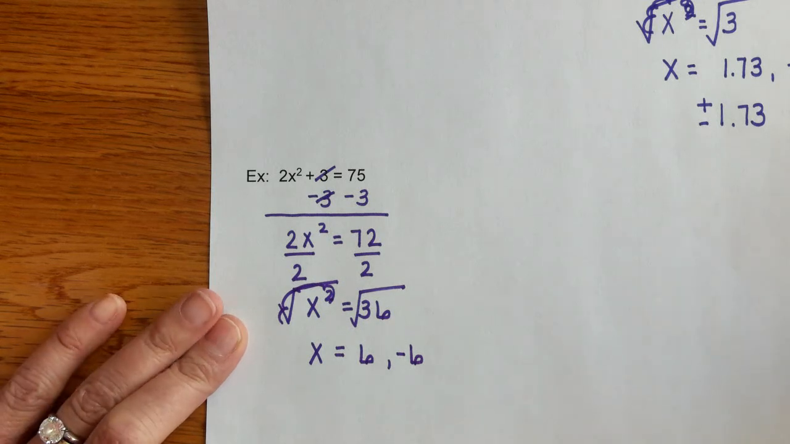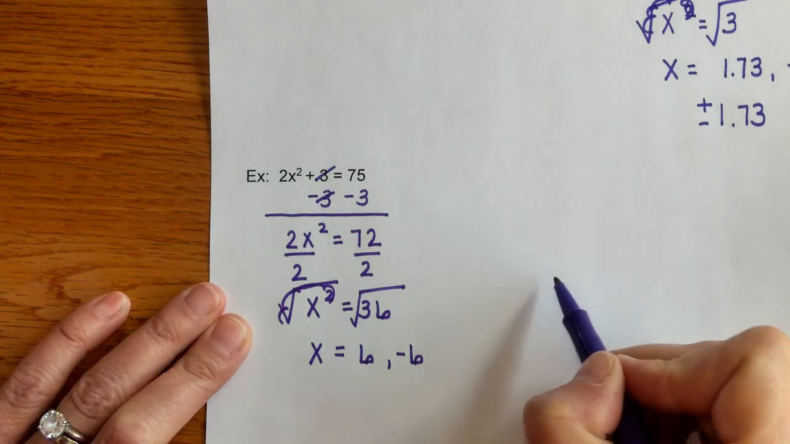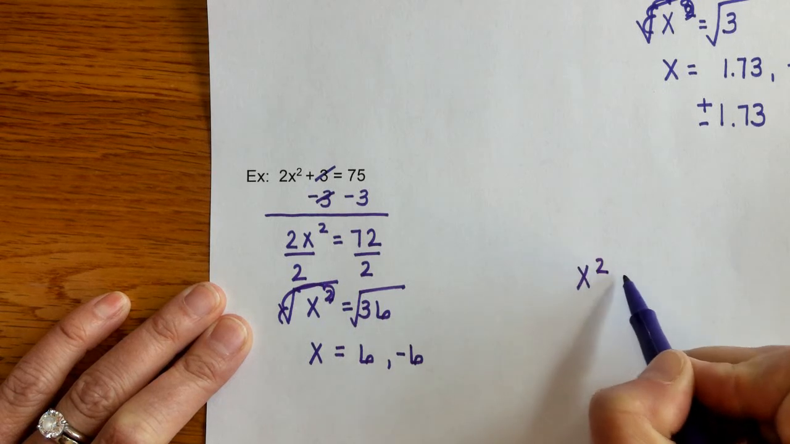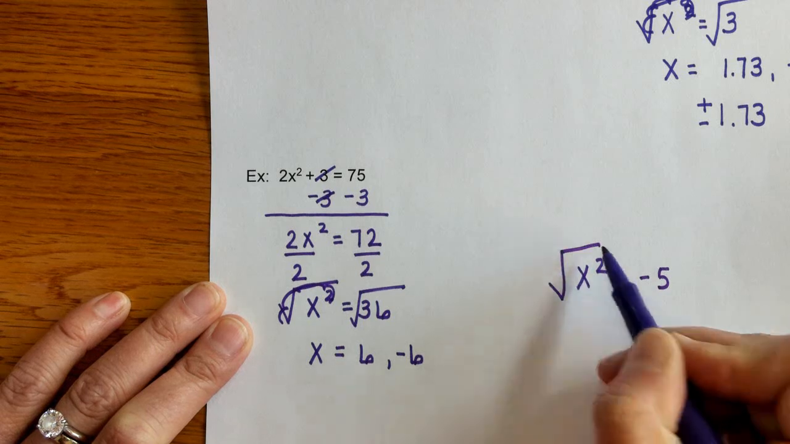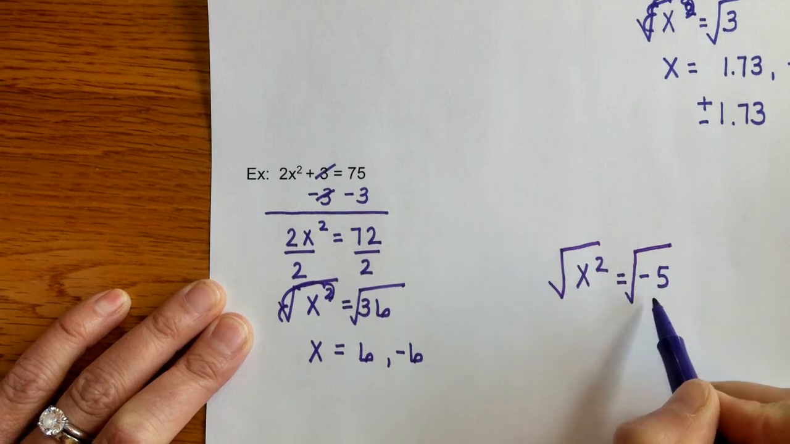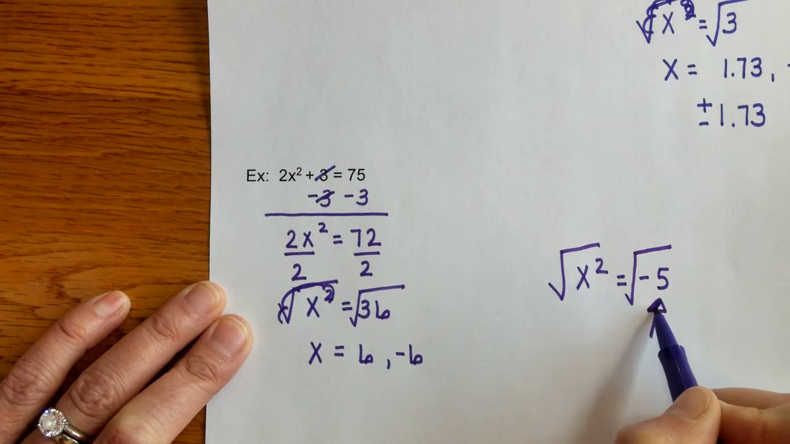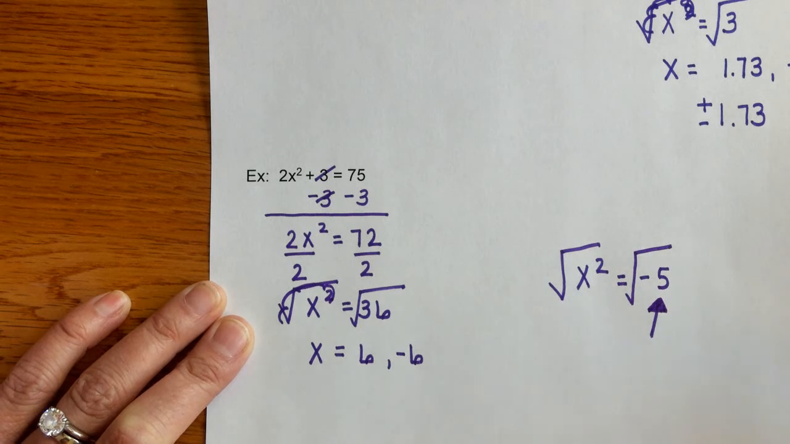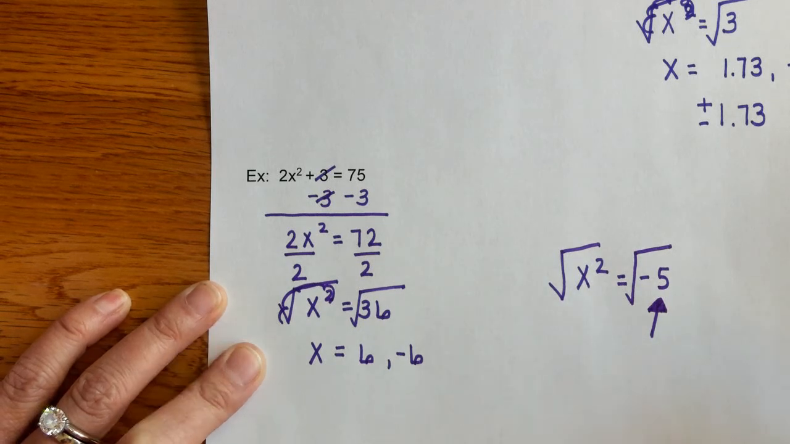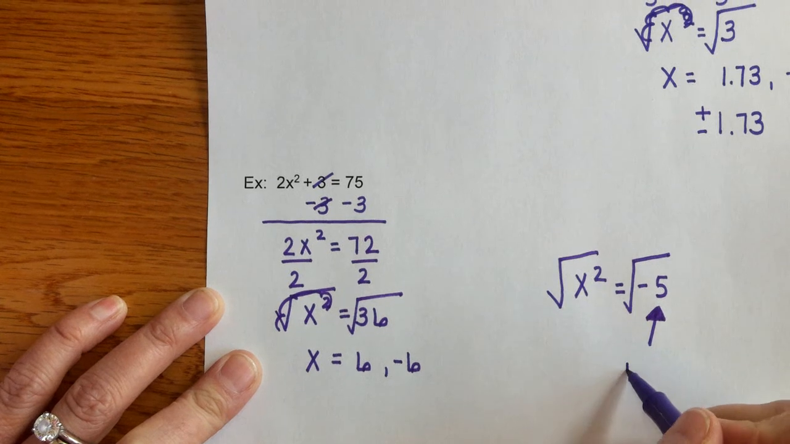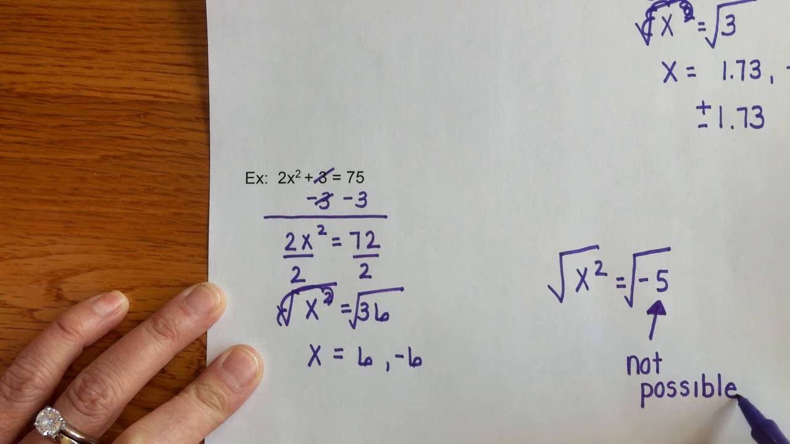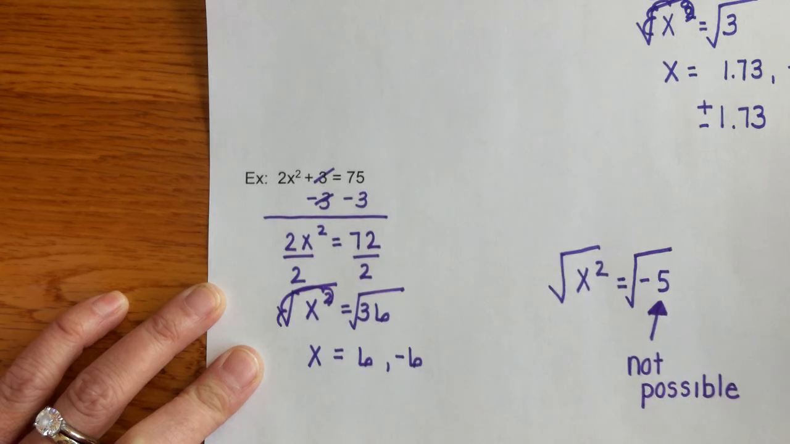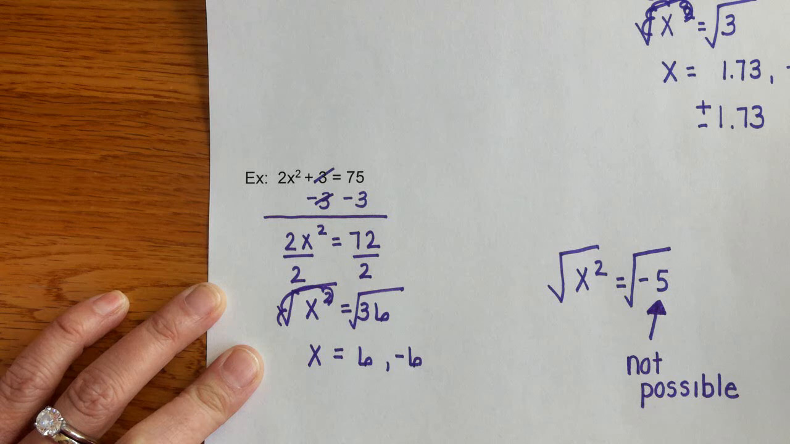Now you may run across something where you get something like this, where you have to take the square root of both sides, and you have a negative underneath. This is going to give us what we call an irrational number. So what you will write is not possible. You cannot take the square root of a negative number and get a rational number.